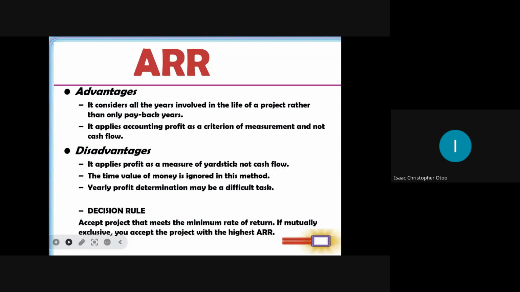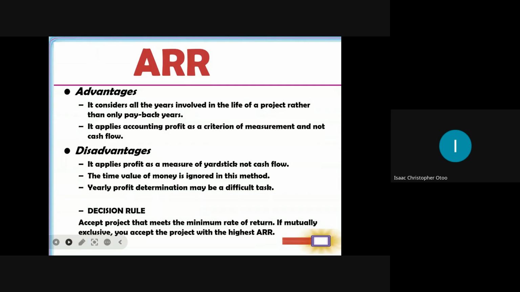Okay, so let's see the good things about accounting rate of return. What is good about it is that it considers all the years involved in the life of the project rather than only the payback years. So it's not like the payback method, where we reject those inflows that come after we have recovered our cost. Here, it will consider all inflows of the periods. It also applies accounting profit as a criterion of measurement and not cash flows.